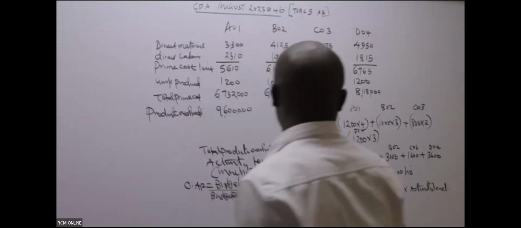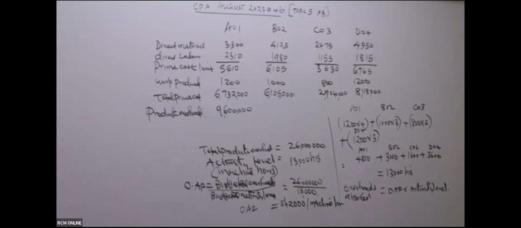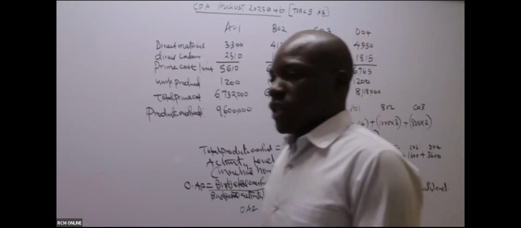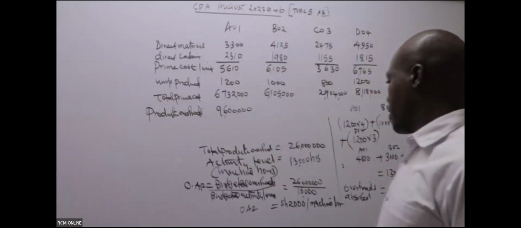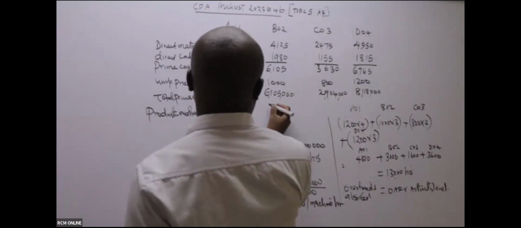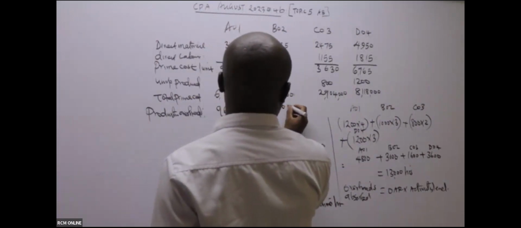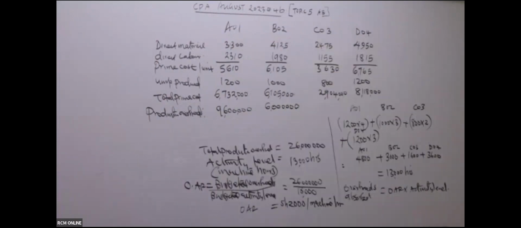How about the second one? We now need 3,000 times 2,000. What are we getting? Overheads absorbed for B2 will be 6 million, right? So we have 6 million here.